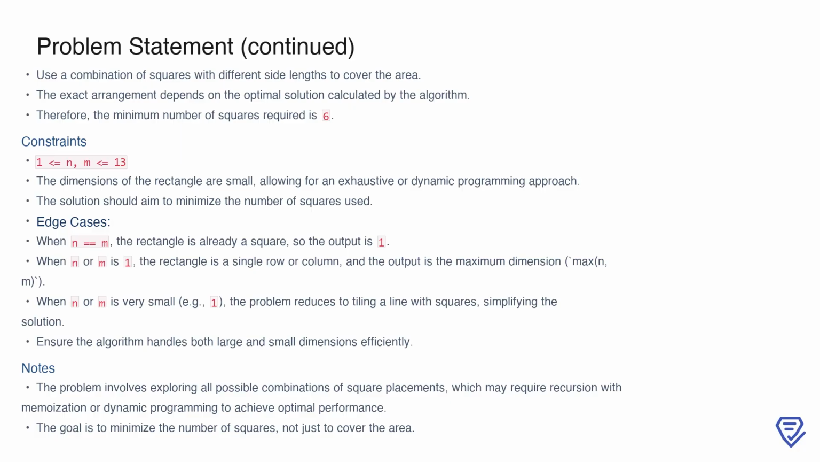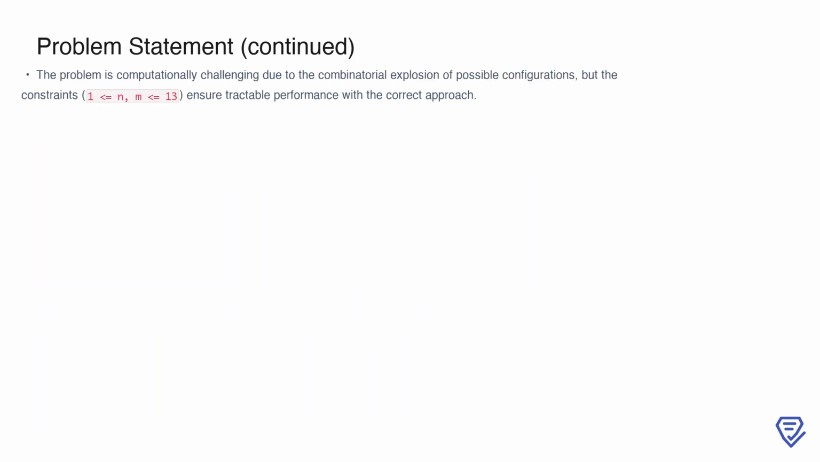The constraints of the problem help simplify the solution space, as both dimensions are relatively small. Additionally, certain edge cases like when n equals m or when one dimension is 1 are straightforward, as the rectangle either forms a perfect square or reduces to a line, respectively. The challenge in this problem lies in the vast number of possible ways to arrange squares within the rectangle, which can cause a combinatorial explosion of configurations. However, the constraints of 1 ≤ n, m ≤ 13 make this problem computationally manageable with the right approach.